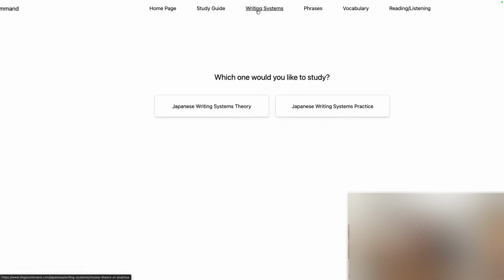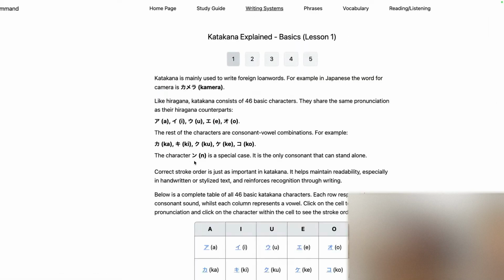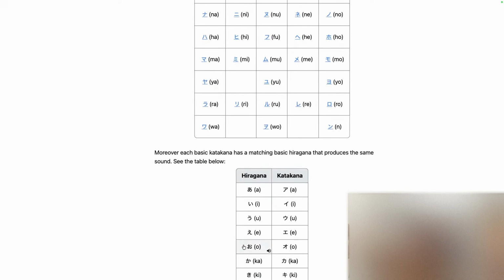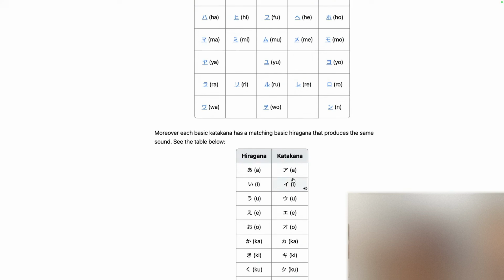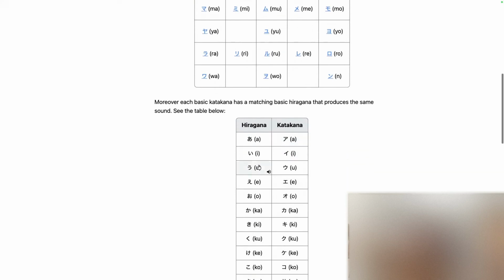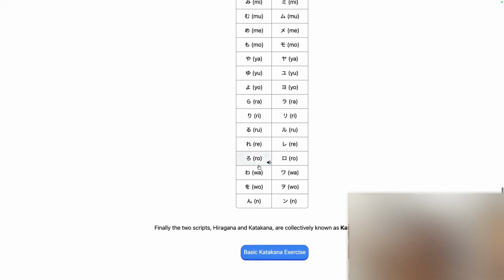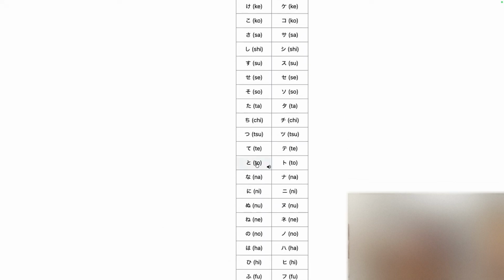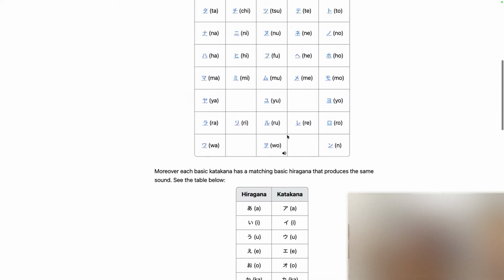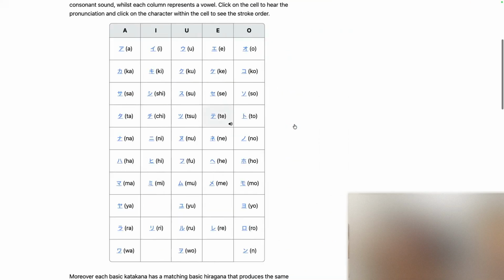Sweet. Let's talk about this one-to-one mapping super briefly. So we had 46 hiragana characters, right? We have 46 katakana characters, and as it turns out, the pronunciation for these two characters is the same, and it's actually in this table. Whatever's on the left has the same pronunciation as whatever's on the right. To, shi.